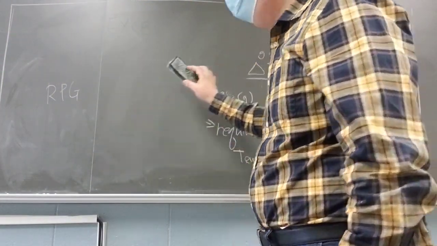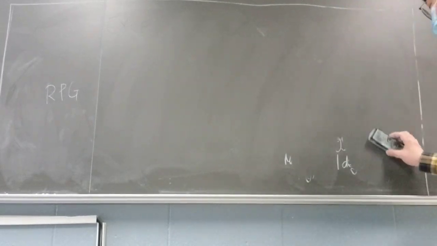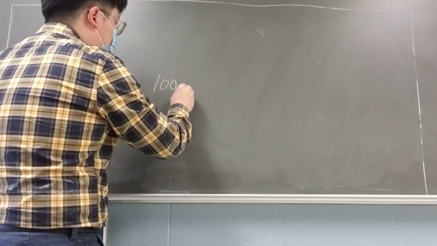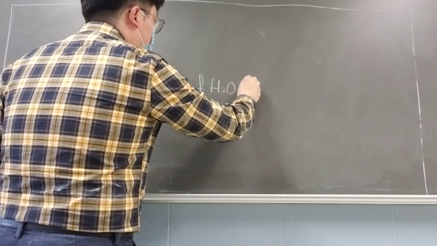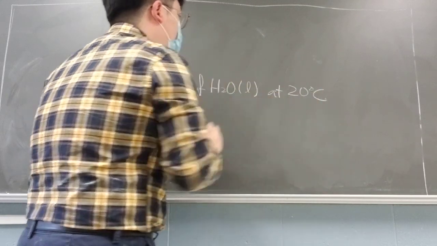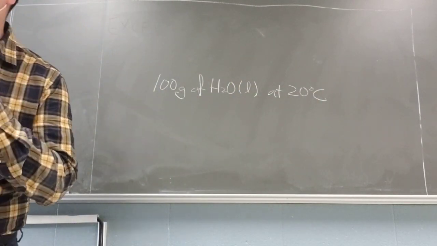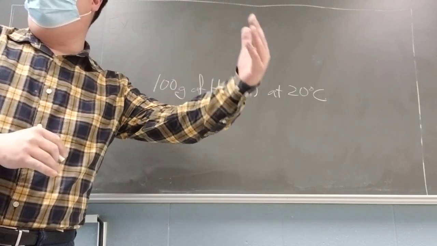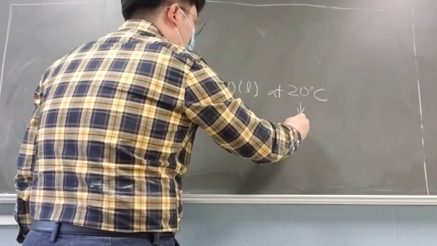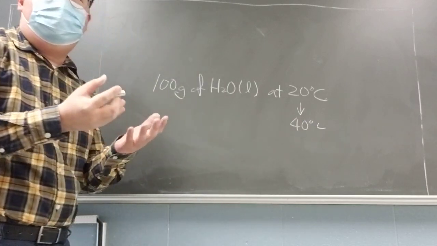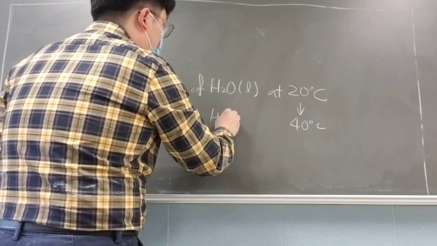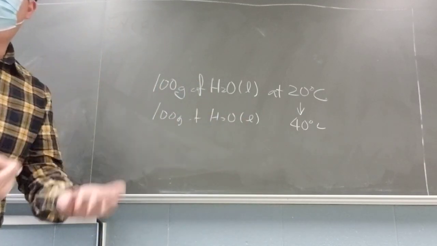Let's try one. For example, over here, if you have 100 grams of water at room temperature, which is normally 20 Celsius degree. And I want to make hot water. It's not boiling, but somewhat warmer than room temperature. So I want to put it to 40, which is quite warm but not so hot. It is still 100 grams. Then how much heat energy is needed to make it happen?